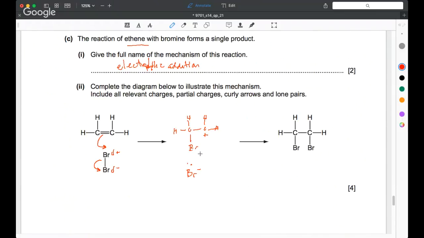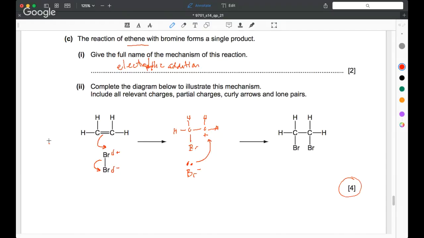Now, in this next step, to go from the intermediate to the final addition product, where you've got a bromine atom on each of the carbon atoms, then you've got to show that bond pair of electrons forming the bond to the carbon atom. So that's a bond pair of electrons on the bromide ion, and they're moving there, and they're attracted to this carbocation, this positive charge on the carbon here.